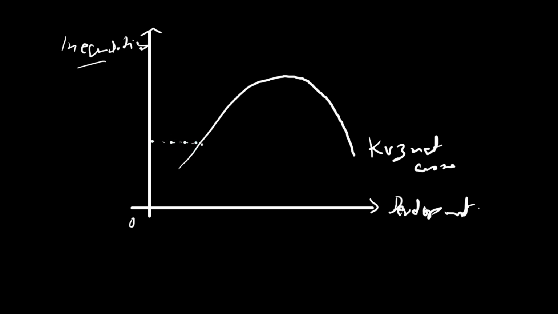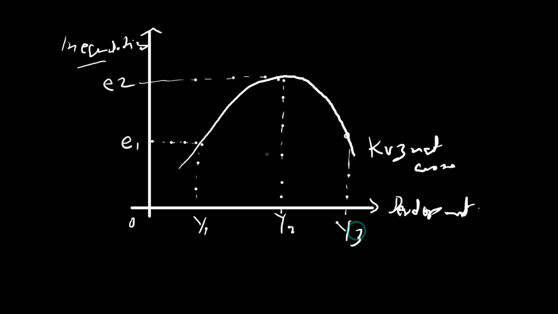For example, initially when GDP was this much, Y1, inequalities were, let's say, E equal to E1, and when development increases and real GDP increases in the country, inequalities will further rise to E2. But when countries develop further and their real GDP increases to Y3, then inequalities will start falling, right? So inequalities decrease, and initially they increase.